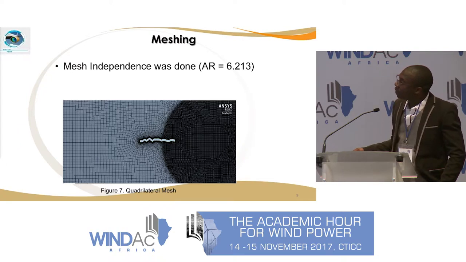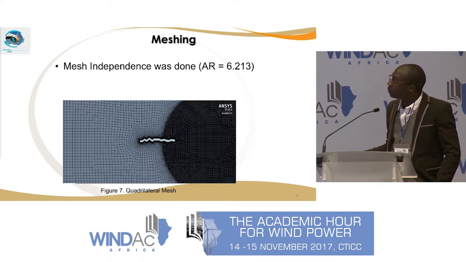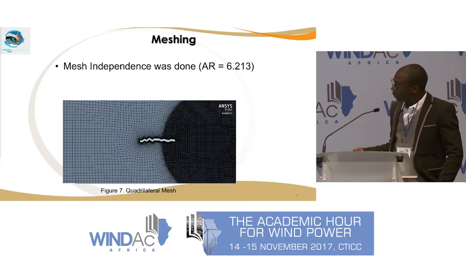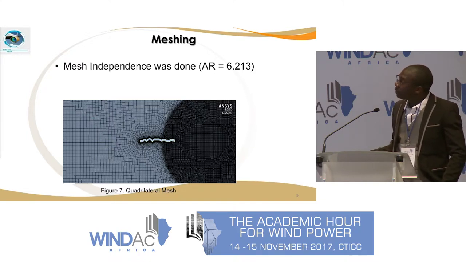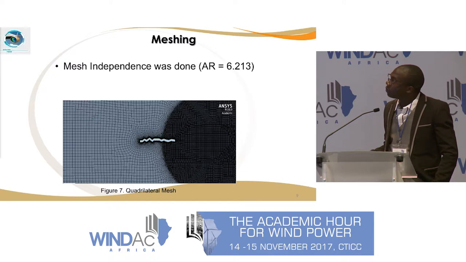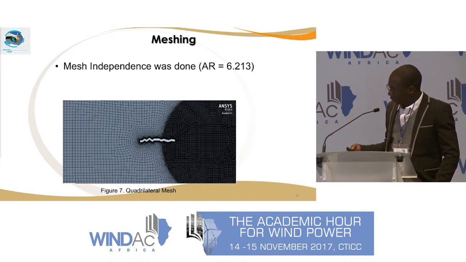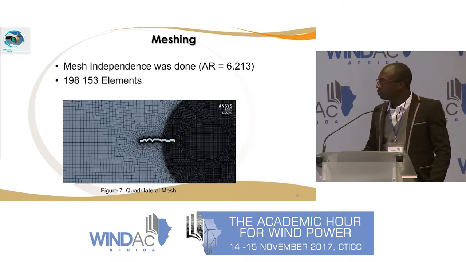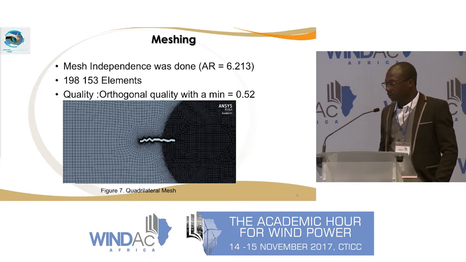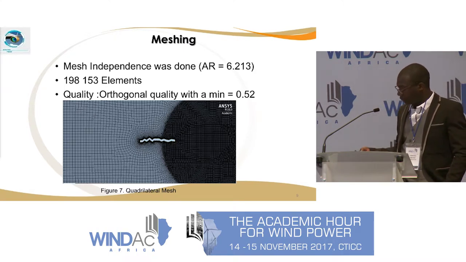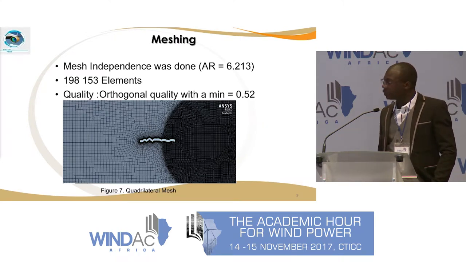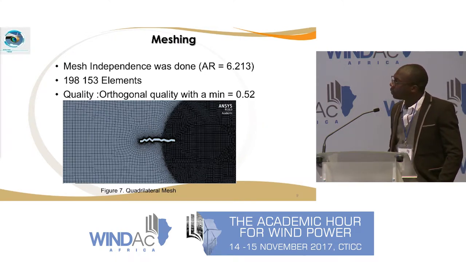A finer mesh was required at the trailing edge of the corrugated airfoil. This was also done to accurately capture the vortices of the corrugated airfoil. Mesh independency was also conducted with an aspect ratio of 6.21, and the total mesh element was 19153, and the mesh quality was acceptable at 0.52 using orthogonal quality.